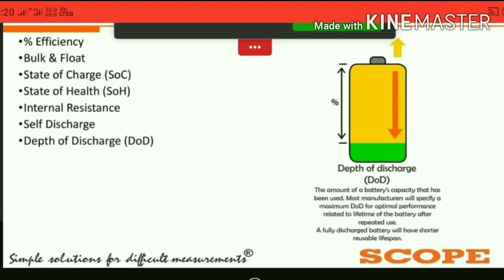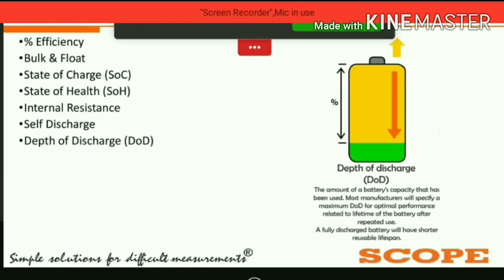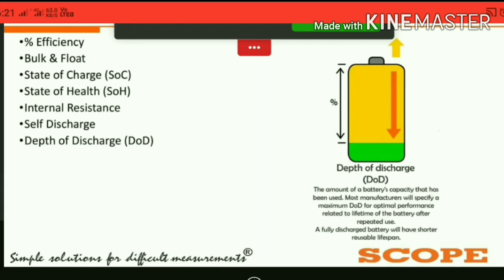The depth of discharge. The depth of discharge is defined as the amount of a battery's capacity that has been used. Most manufacturers will specify a maximum DOD value for optimized performance. A fully discharged battery will have a shorter reusable lifespan.